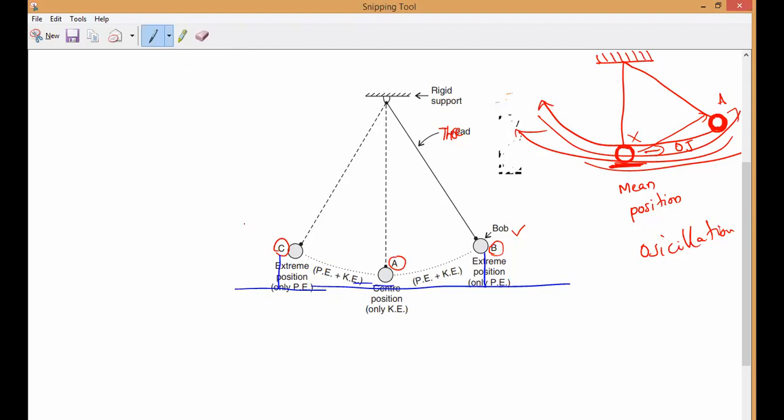Away from the ground means it is possessing only potential energy. At the extreme position, which energy is it possessing, guys? Potential energy. At point B also, an extreme position, which energy? Potential energy. So in this case, kinetic energy is equal to 0 joules.